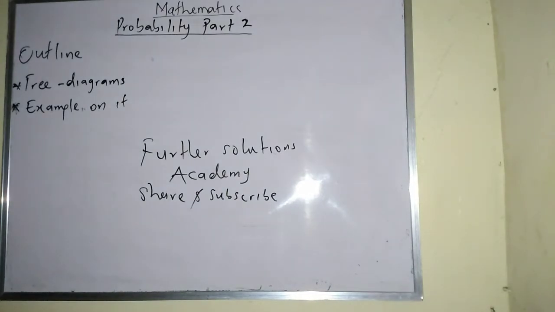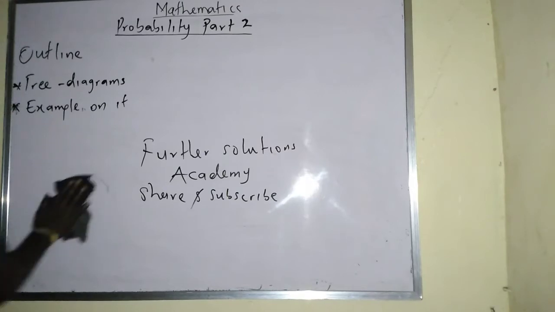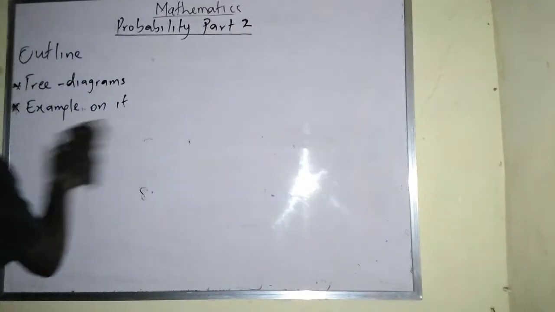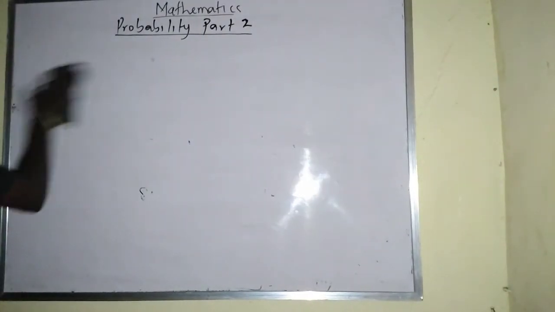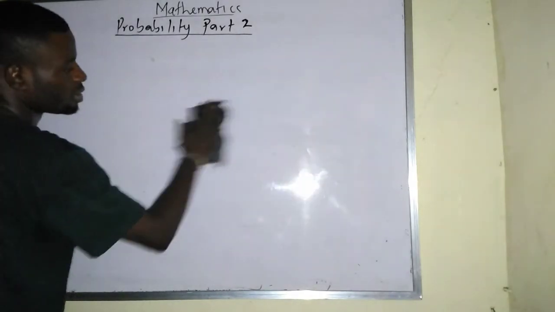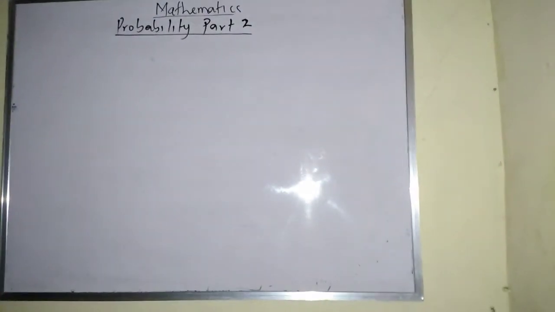By the end of this video, you should be able to understand these two outlines. The first one is tree diagram, and the second one is the example on it.